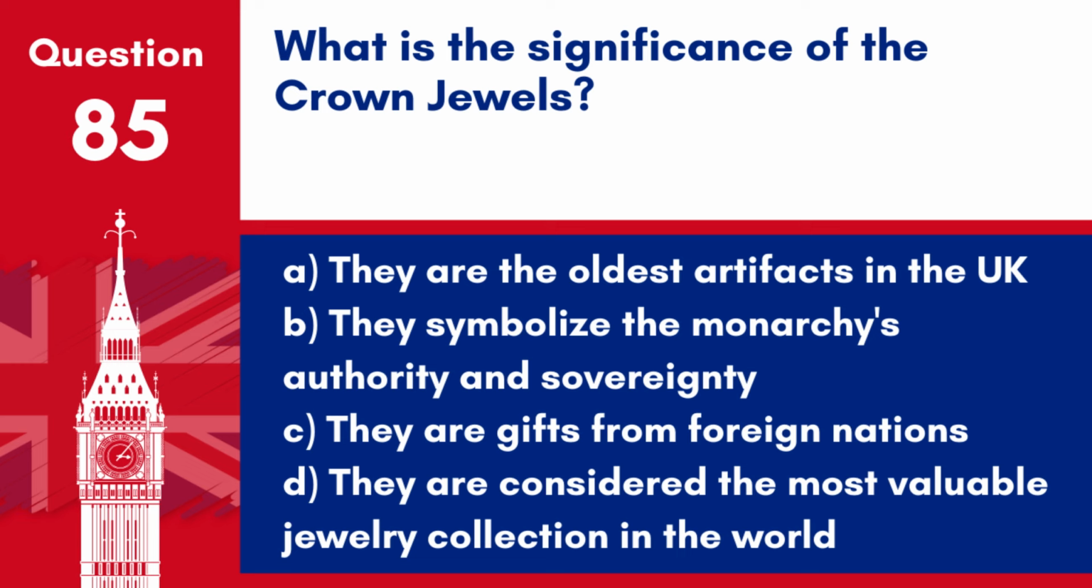Question 85. What is the significance of the crown jewels? A. They are the oldest artifacts in the UK. B. They symbolize the monarchy's authority and sovereignty. C. They are gifts from foreign nations. D. They are considered the most valuable jewelry collection in the world. Answer B. They symbolize the monarchy's authority and sovereignty. The crown jewels are a collection of ceremonial objects including crowns, scepters, and orbs, symbolizing the monarchy's power.